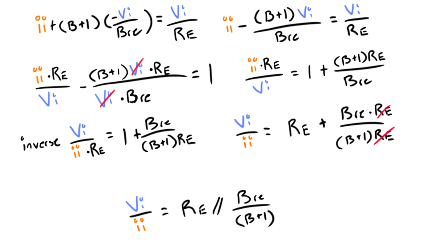You divide the voltage by each side and multiply the RE into each side. Then separate these two things so they're on opposite sides of the equals to. Inverse each item so that way the voltage in is on top. Multiply each side by RE. This now gives us Vin over In is equal to RE in parallel with beta RE over top of beta plus 1. This will roughly equal RE.